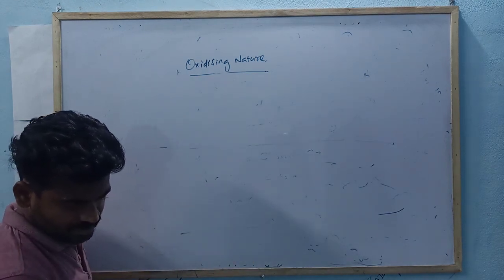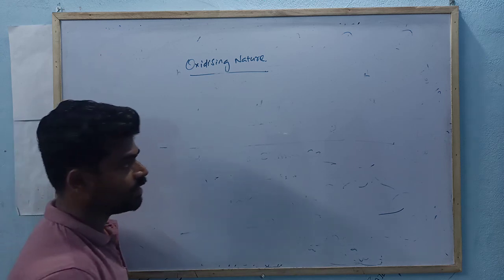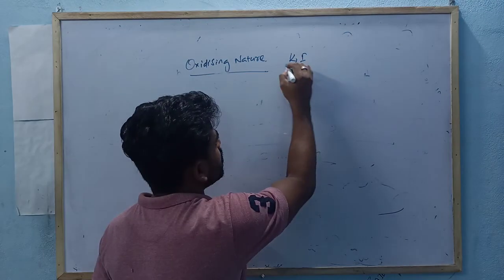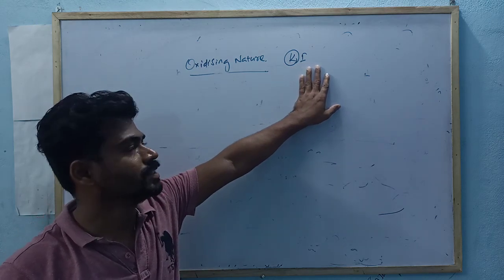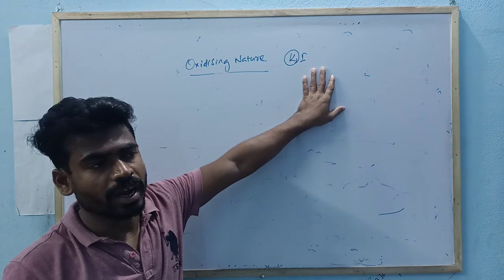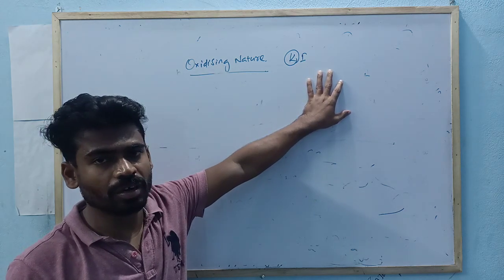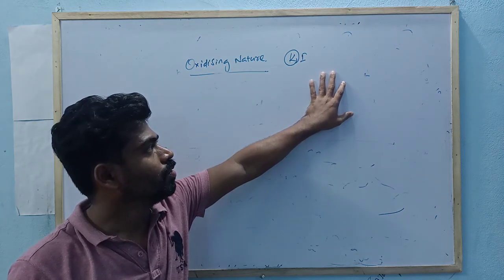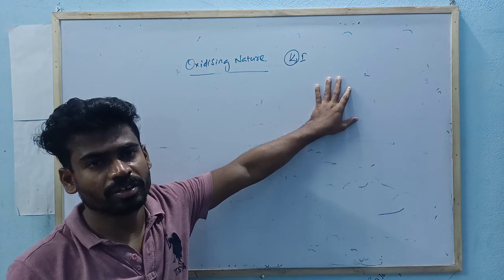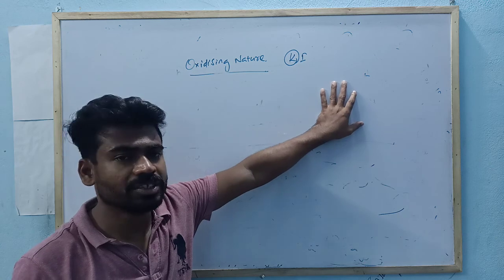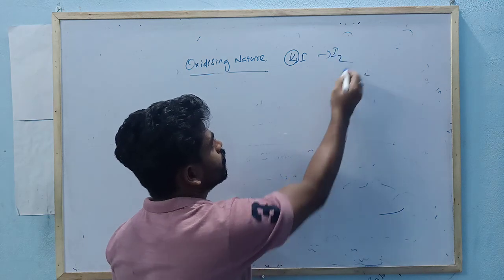Next, it oxidizes KI to I2. Potassium is an electropositive element. Addition of an electronegative element is called oxidation. Removal of an electronegative element is called reduction. Addition of an electropositive element is called reduction. Removal of an electropositive element is called oxidation. So here KI is converted into I2.